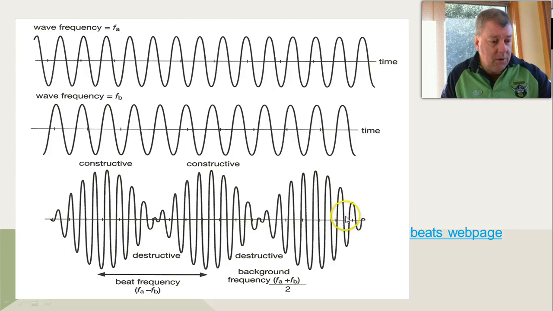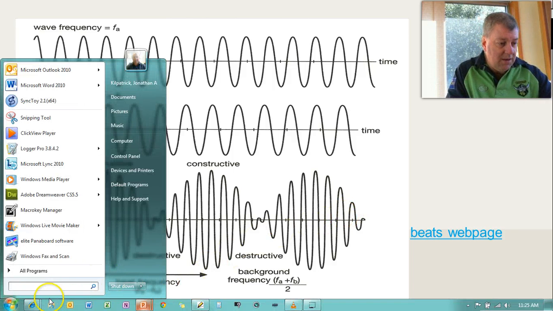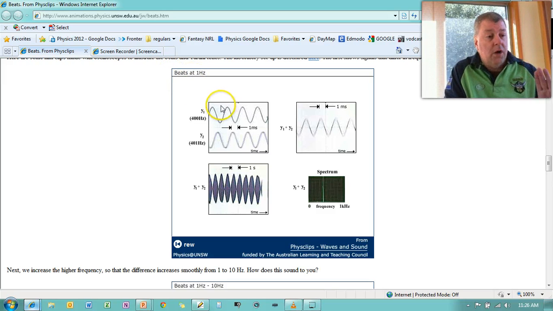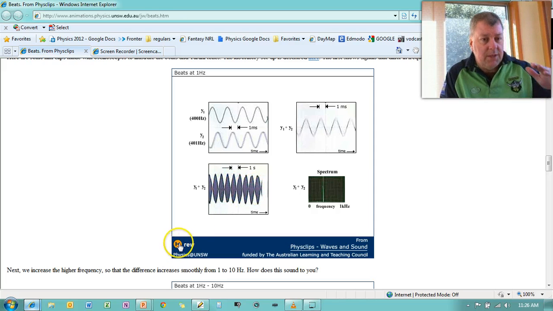Okay, so let's go to the web page and we'll see if we can actually get it to work. Alright, now, what we're going to do is produce beats here of 1 Hertz, so you're going to have to listen very carefully, and I'll try not to talk over the top of it. And we've got two frequencies interfering, 400 Hertz and 401 Hertz. This would be the resultant wave, and this is what it looks like, and this is what we're actually playing. And so you should hear a beat frequency, loud, soft, once a second.